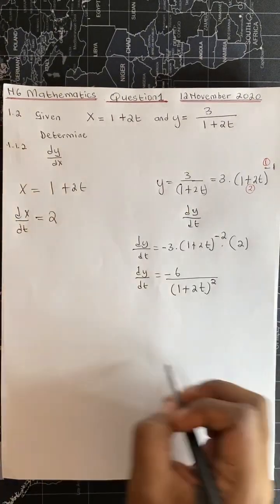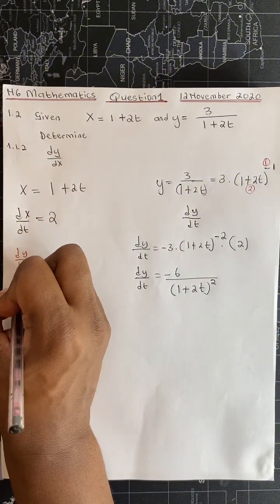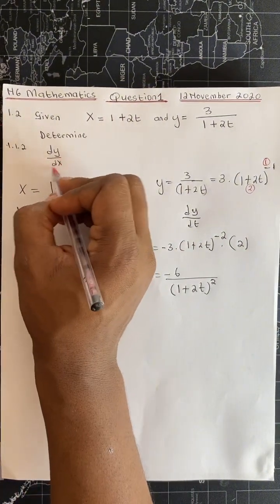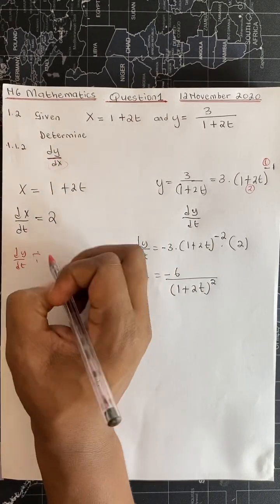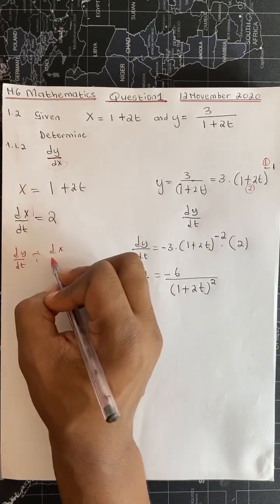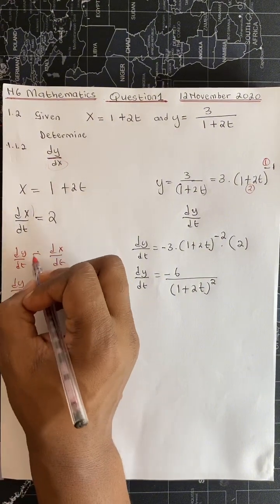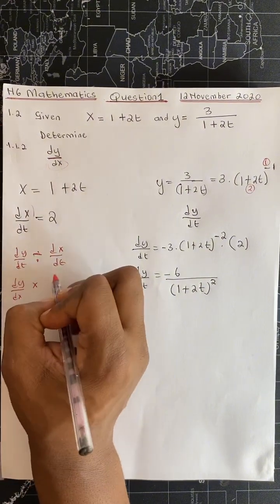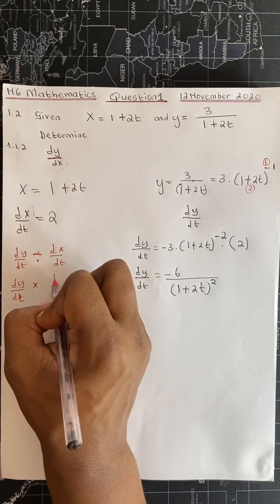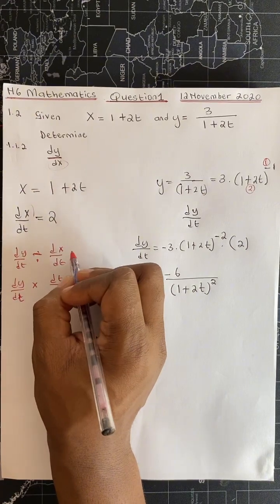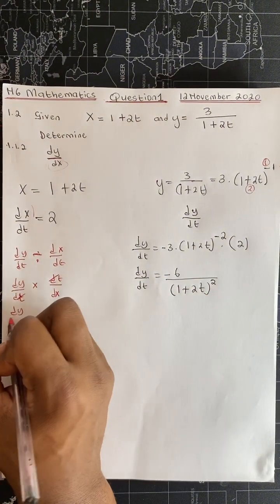So to determine dy over dx, we have dy over dt, and we divide that by dx over dt. This division is going to change sign to multiplication, but we also have to take the denominator to be the numerator and the numerator to be the denominator, and that dt will cancel out with that dt and we'll be left with dy over dx.